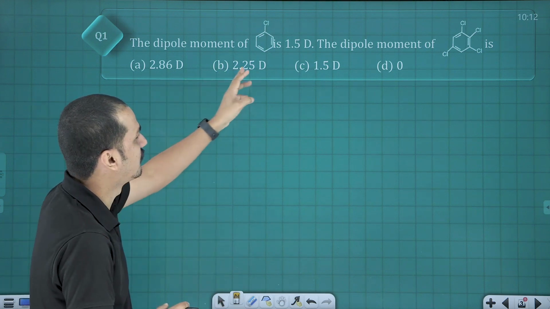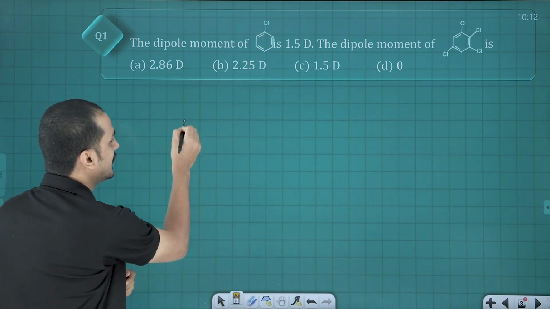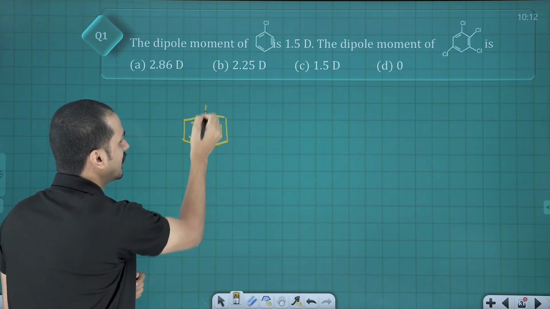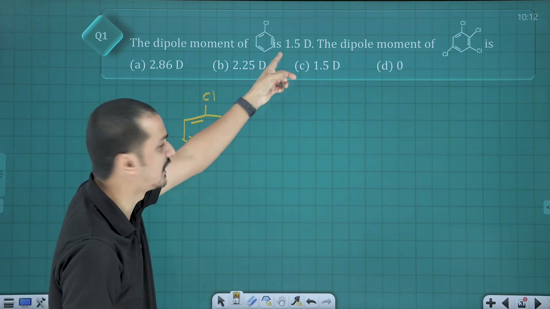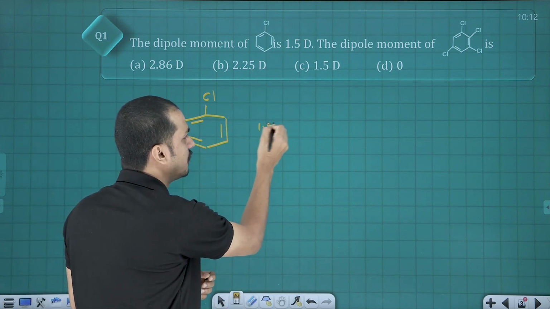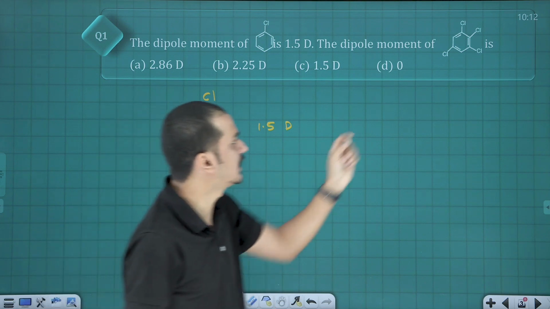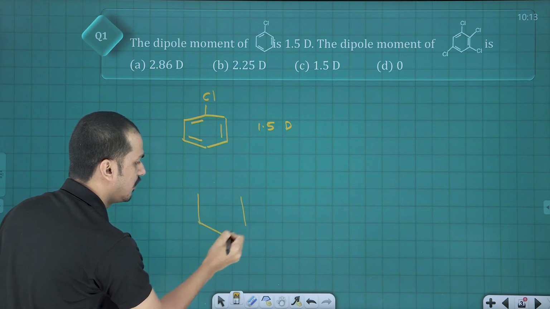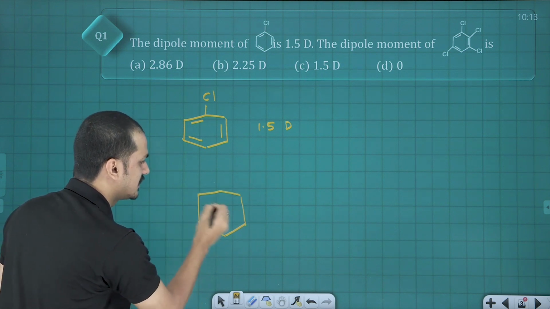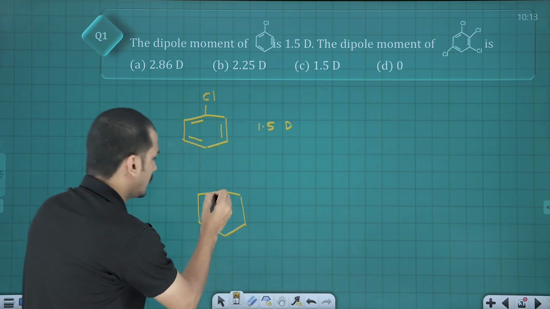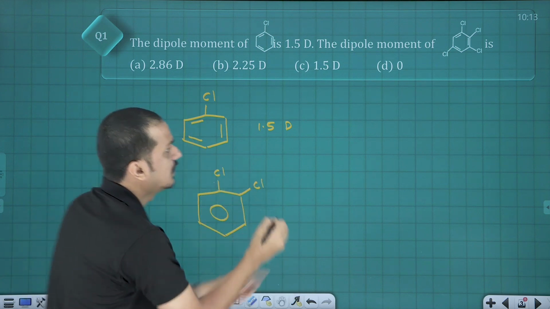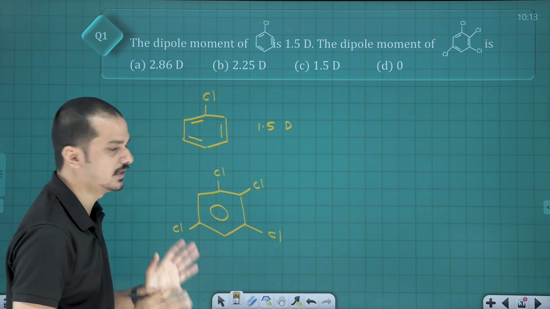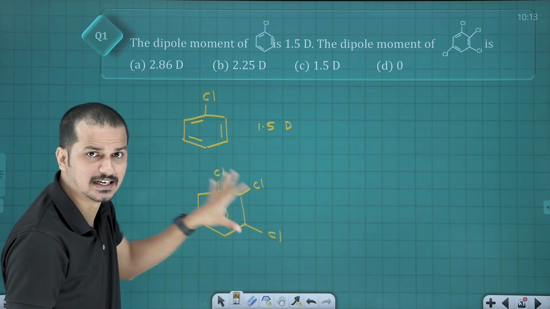The dipole moment of chlorobenzene is given. You can see chlorobenzene. Its dipole moment value they have given is 1.5 D. Now the question they are asking is about another compound. Here you can see, this is the compound given. Here a benzene ring is there, I am taking it as a ring. So here one chlorine, here one chlorine, here one chlorine, as well as here one chlorine. This compound they have given, and its dipole moment they are asking.